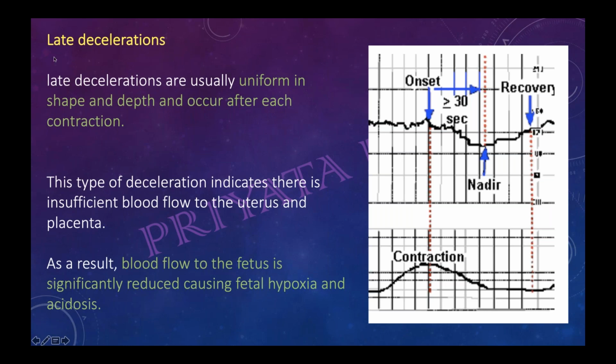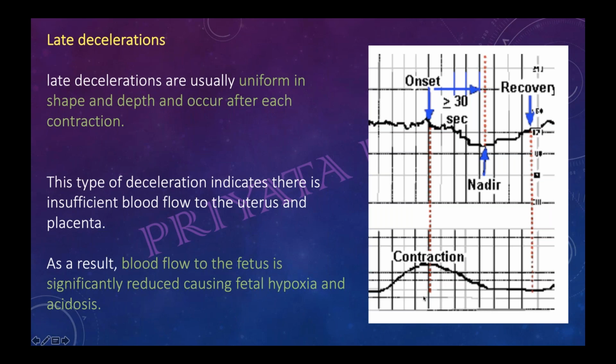Okay, and this is late deceleration. These late decelerations are uniform in shape and depth. So you will find the same kind of pattern after every contraction. Why this happens, we already know. This is because of hypoxia: there is less blood supply through the placenta, so it causes hypoxia and acidosis. So we are very worried about late deceleration.